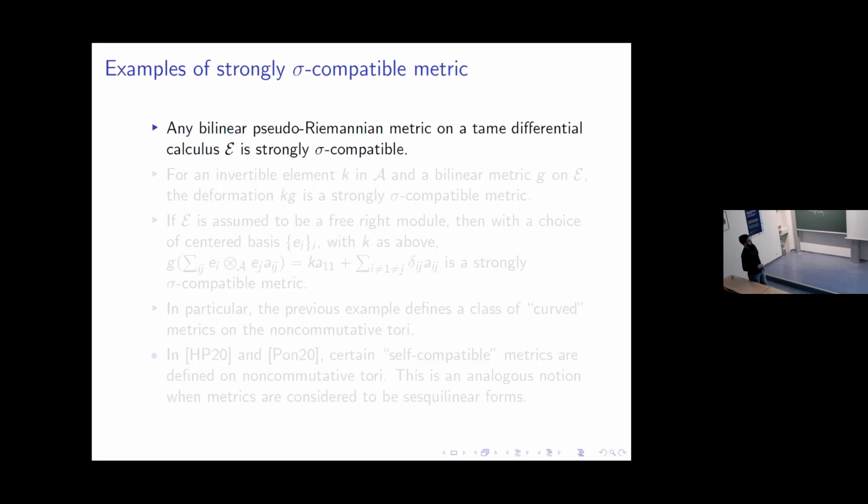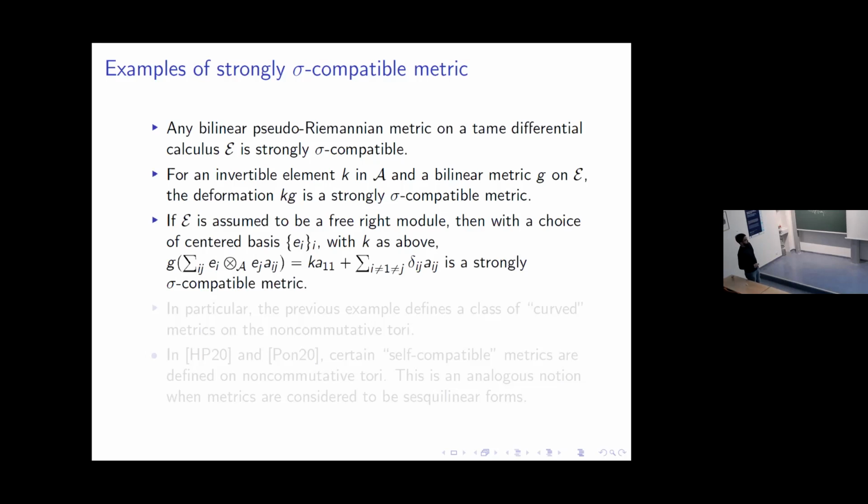The first example is that of course any bilinear pseudo-Riemannian metric on a tame differential calculus is strongly sigma compatible. So the previous theorem subsumes the first theorem. Next, if we are given a bilinear metric G on E, then their conformal deformation kG is strongly sigma compatible. Again, assume that E is a free right module. In the second example the freeness was not required, but here suppose E is a free right module and there is a choice of a basis e_i. Then any two tensor can be expressed in this way, because this is a basis and the spanning condition is on the board. How we define the metric is: along the diagonal, the first entry, or it could really be any entry, is hit by a k, and the rest of the diagonal entries are all 1, which is one generalization of what you were asking.